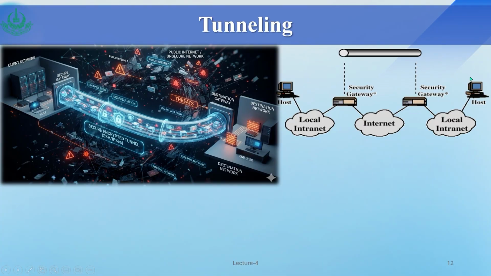Like in this picture, we have a host system and another host system on the other side of the network. Between these two systems, we use the internet. For the internet, we use a tunneling VPN. Then the system sending data to the destination uses the tunnel at the border. After the border, it becomes normal traffic. The same is used in tunneling as well.